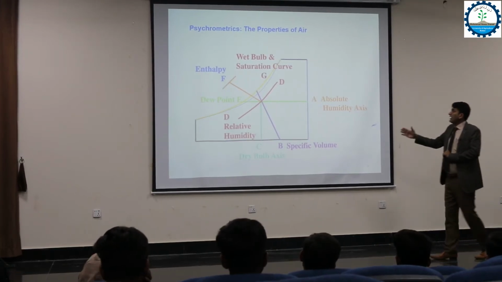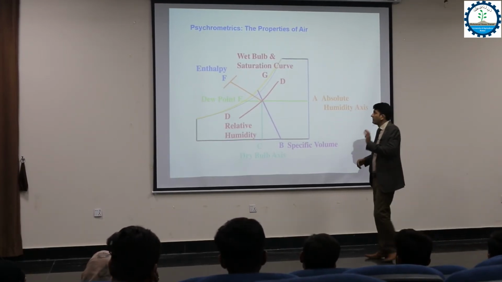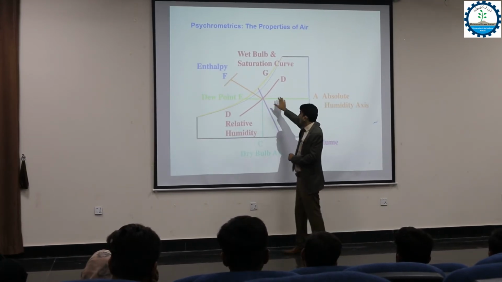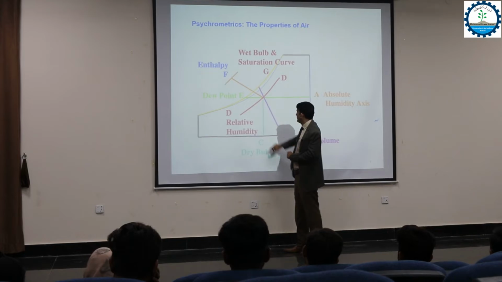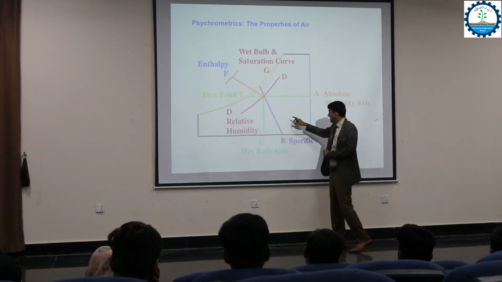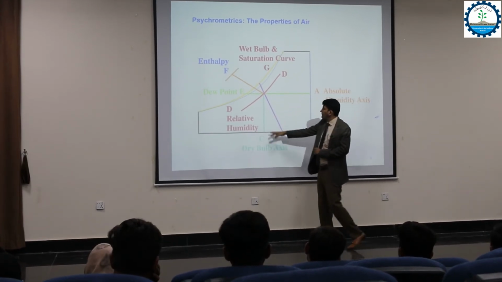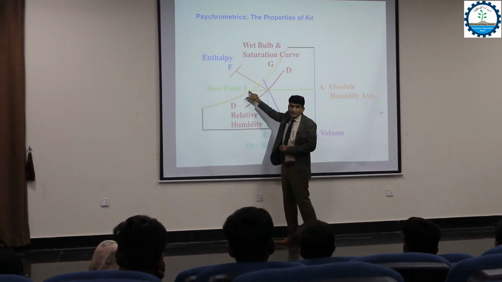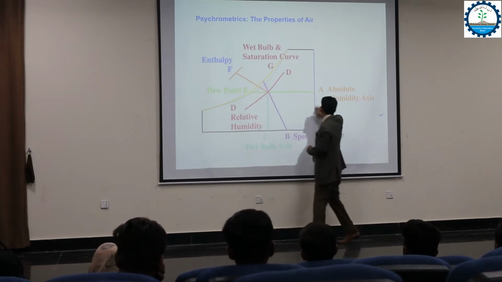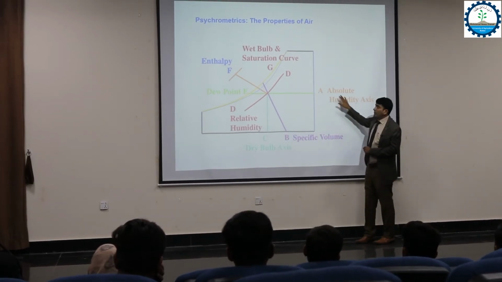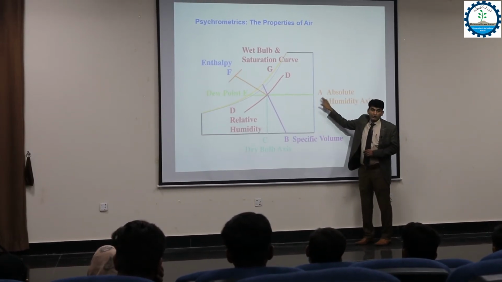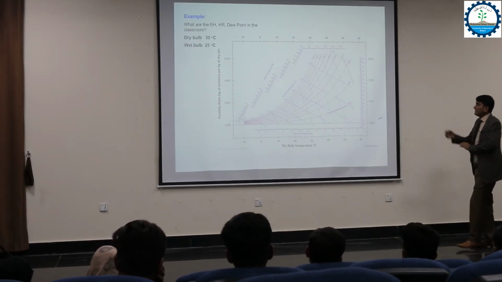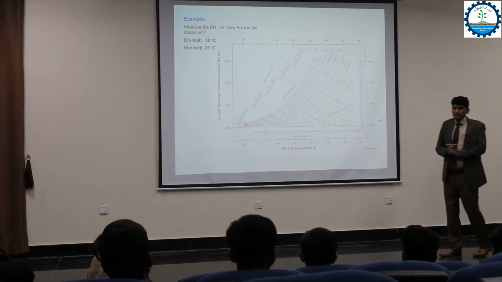So the same I again mentioned for your memorization: the enthalpy side, your relative humidity curves, your wet bulb, specific volume, dry bulb temperature, dew point, which touches your saturation line, and here is the absolute humidity or humidity ratio. Both are the same. Okay, so we have to practice one example.